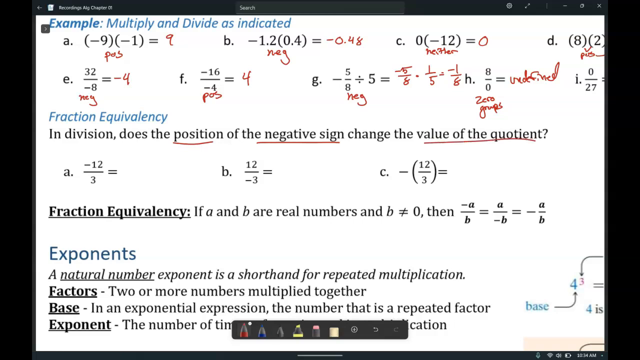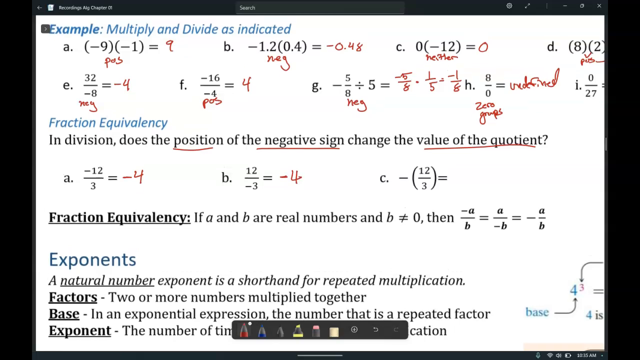Okay, and so I've got 3 different examples here. We start with negative 12 divided by 3. If you take that and evaluate it, you could use your calculator. Since they're different signs, we know it's going to be a negative quotient. We divide 12 by 3 and we get negative 4. Now if I take 12 and divide it by negative 3, again they have different signs, so it's going to be a negative quotient. 12 divided by 3 is 4, so negative 4. We see that these two have the same solution.